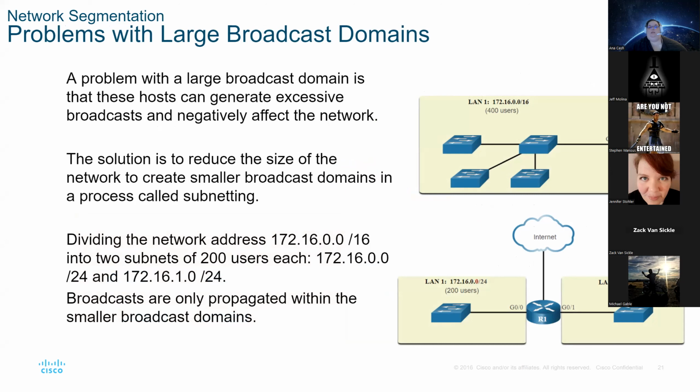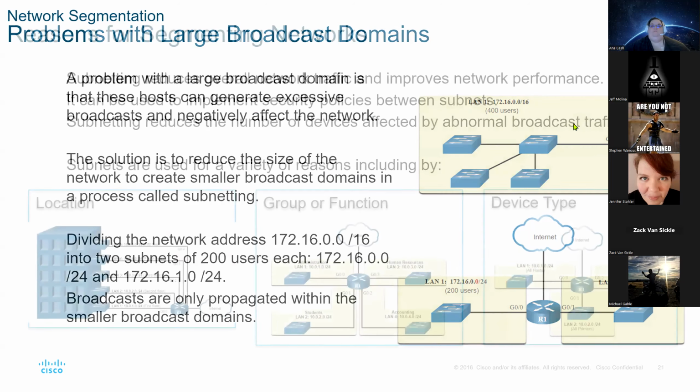Dividing the network addresses into 2 subnets, 200 users each, and then it shows the subnets there. Broadcasts are only propagated within smaller broadcast domains. And that's just basically so that the traffic's a little bit more manageable.